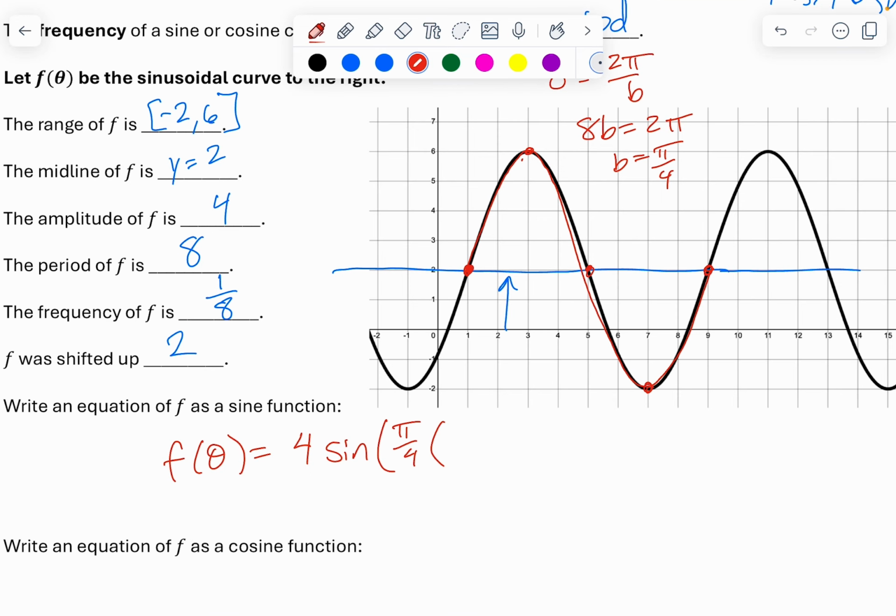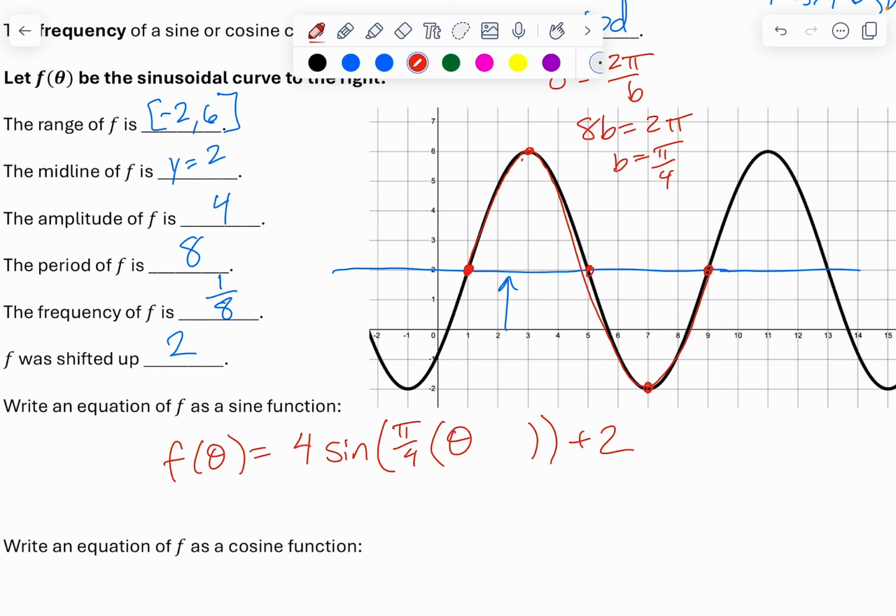Don't forget the parentheses. We're using theta. I'm more used to using x. I'm trying to wrap my head around the PreCal. AP PreCal likes to use theta a lot. And then we're going to have a shift left or right, and then we're going to have a shift up or down. So we went up 2.